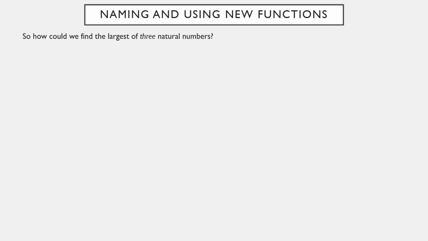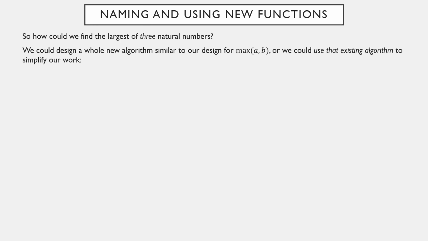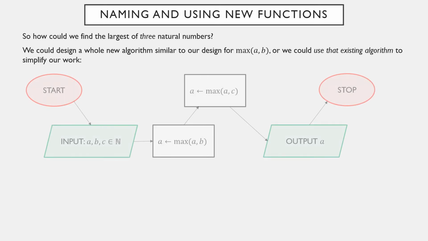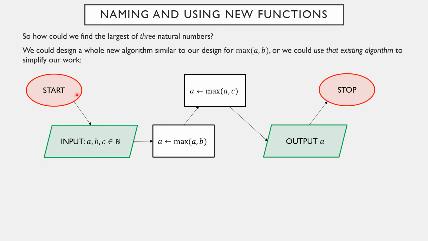So how would I find the largest of three numbers? We could design a whole new algorithm, similar to the way we devised the maximum of a and b, or we can use the fact that I already know how to find the maximum of two. So here is a way to start: input three numbers. Out of the two numbers a and b, find the one that's bigger and call that a. Then, out of a and c, find the one that's bigger and call that a, and then output a.